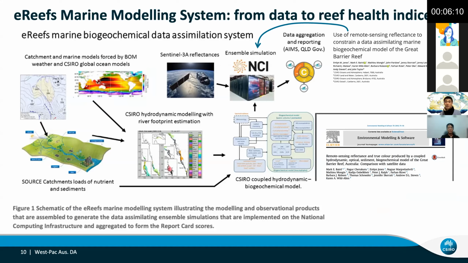So the current system is nested within a global suite of models. There's a bunch of catchment models that then force the rivers, as well as the loads required for the BGC system. Within the actual coupled hydro-BGC model, there are a number of optically active constituents. One of the very unique things that we do within EMS is we actually predict what remote sensing reflectance at various wavelengths would be seen by a satellite at the surface of the ocean. And that enables us to assimilate remote sensing reflectance into the model to constrain the state variables of the model, which are then used to produce these report cards.